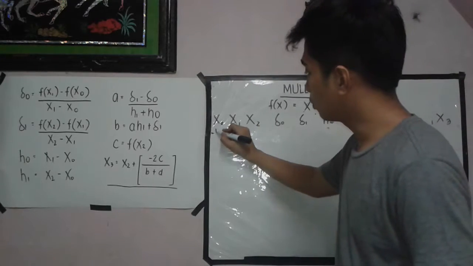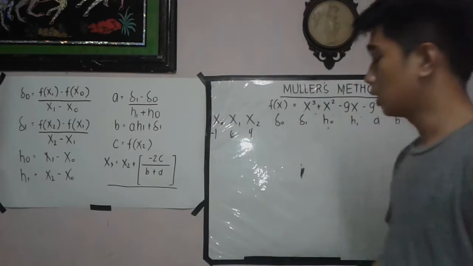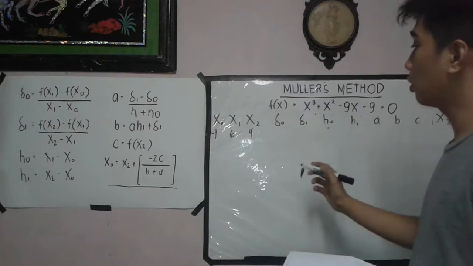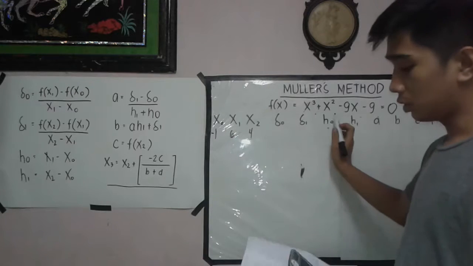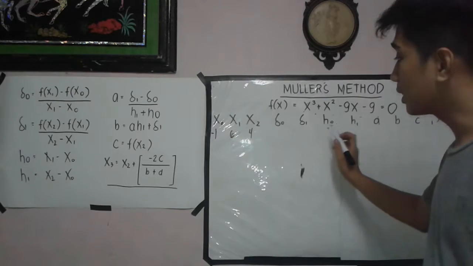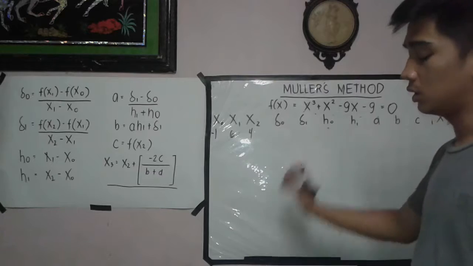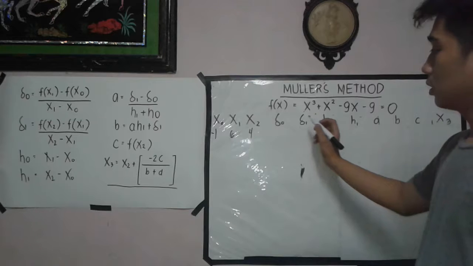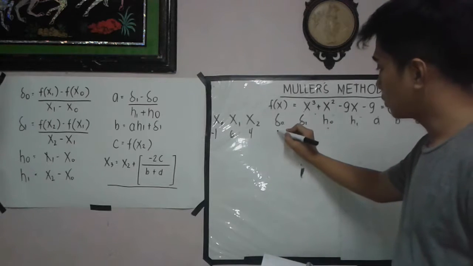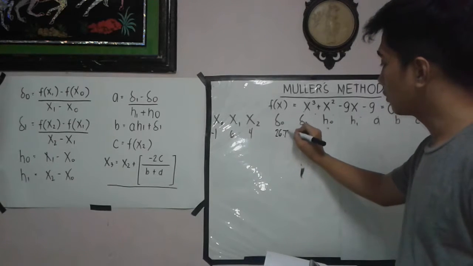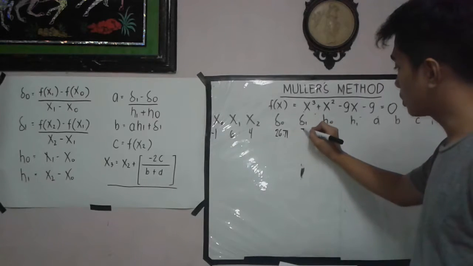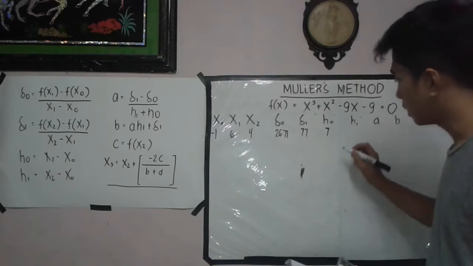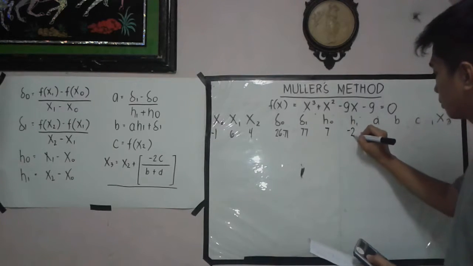So we use negative 1, 6, 4. Then we need to substitute negative 1, the function of x, that will give the value of negative 2. 6, the function of x, that yields 189. 4, the function of x, that yields 35. So using the equation here, our delta 0 is equal to 26.71. Delta 1 is equal to 77. h0 is equal to 7. And h1 is equal to negative 2.